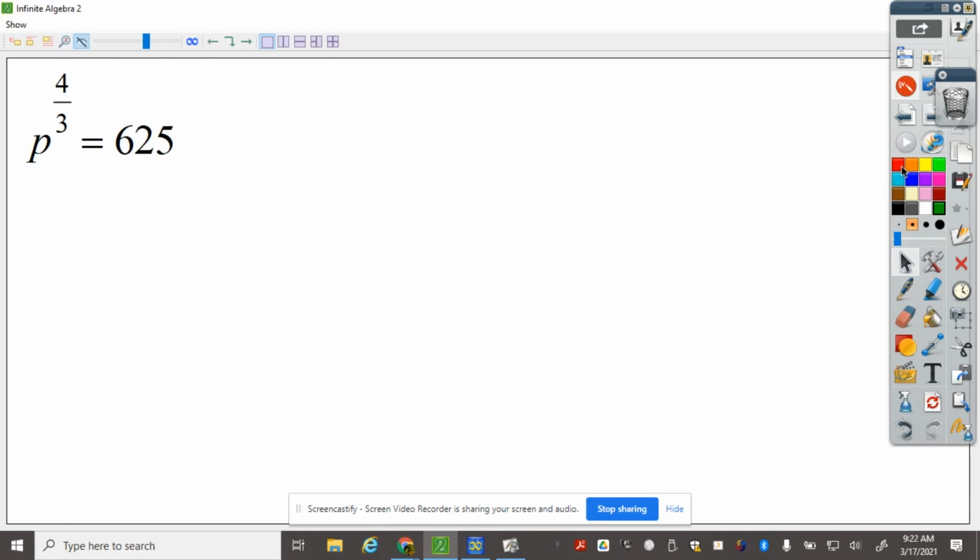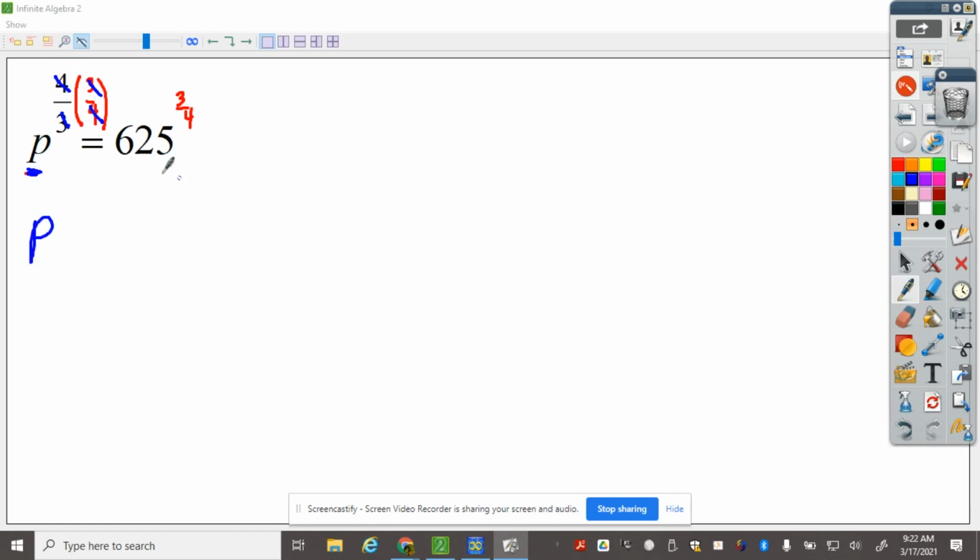How do we solve p raised to the 4/3 is equal to 625? You can use a calculator or we can do this manually. My goal is to get rid of the 4/3 and isolate the p, so I need to raise it to 3/4, the opposite. Why? Because 4/3 times 3/4 is 12 over 12, which is 1. Or you can say the 4 cancels out, the 3 cancels out, making the entire thing 1. So p will be by itself now.